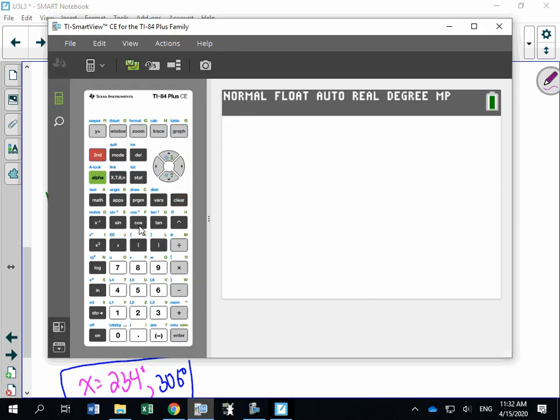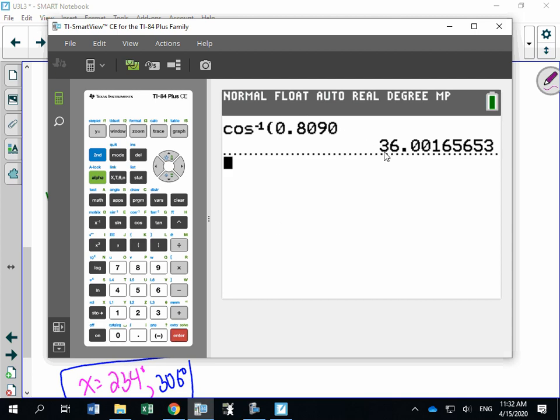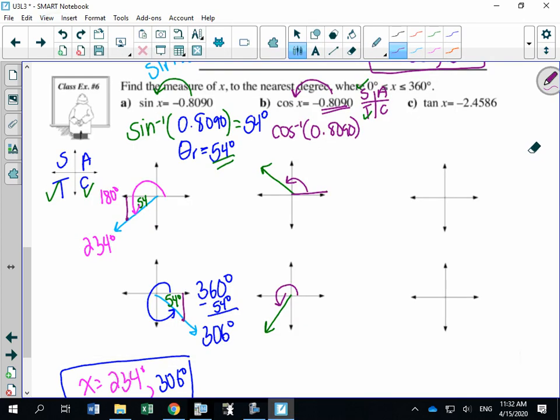So second function cos of 0.8090. My reference angle is 36 degrees. Theta r is equal to 36 degrees. Where would you write 36 degrees in each of these two? Where would you do it?